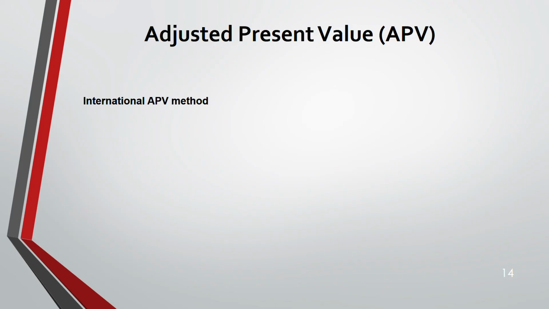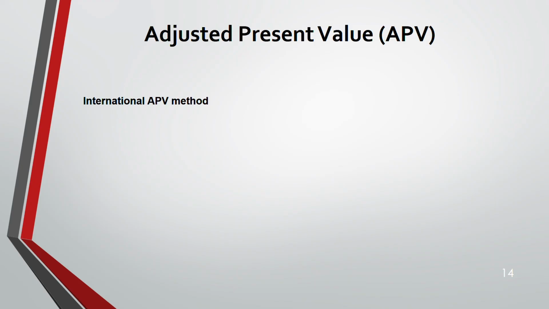Next is the International APV method, the last in this lecture, before we summarize everything. We talked about adjusted present value from a domestic point of view, how we explain net present value. In the same way, for international projects also we can use APV.